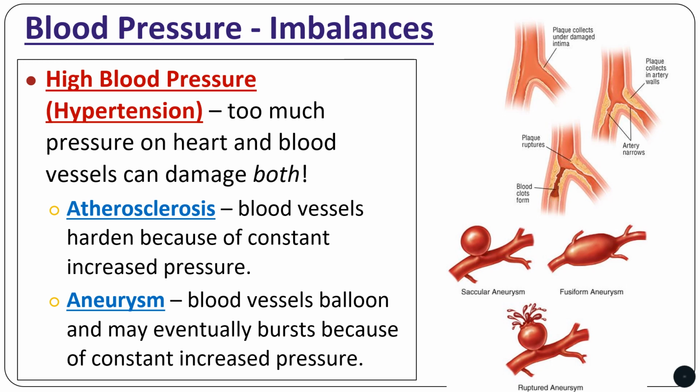Atherosclerosis is when blood vessels harden because of that constant increased pressure. And an aneurysm is when blood vessels balloon out and can eventually burst because they're just filling up like a balloon because of that.